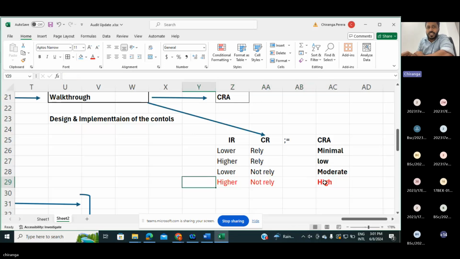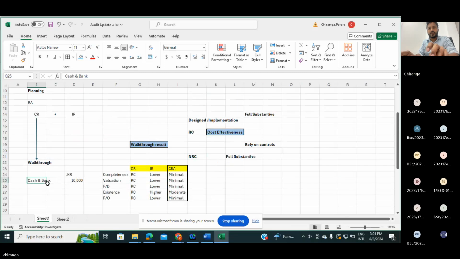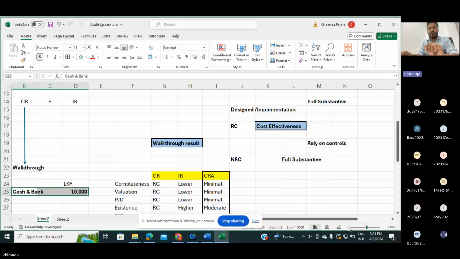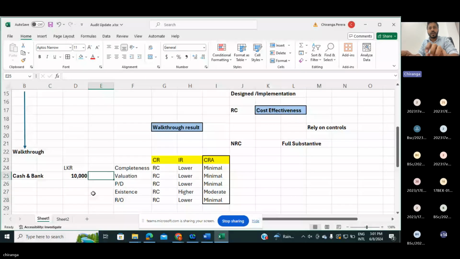To which stage, to what extent are we doing this as an activity? To assertion level, we have to do this activity, right? So let's say we have a cash balance. We have a cash balance of 10,000 here, right? And we have assertions, this type of assertions. And see, inherent risk lower, lower, lower. Inherent risk higher for existence. Can you see this?